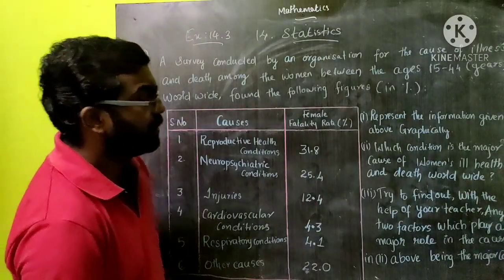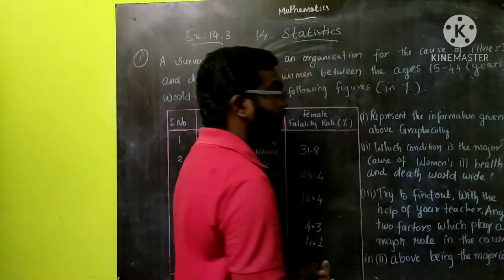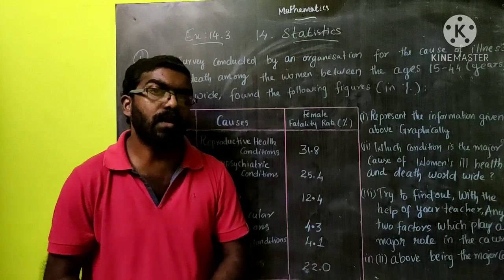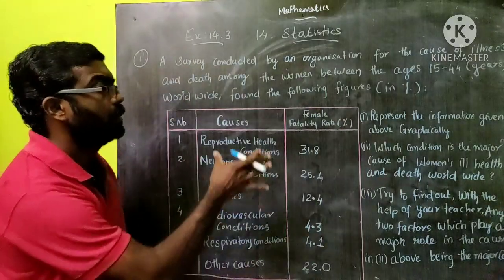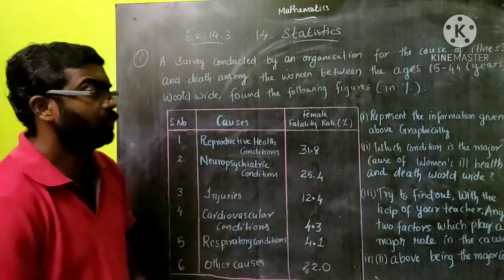Here the questions are, first one, represent the information given above graphically. We have to represent this data graphically. Here the bar graph is the better way to represent this situation graphically. So we can draw a bar graph first.